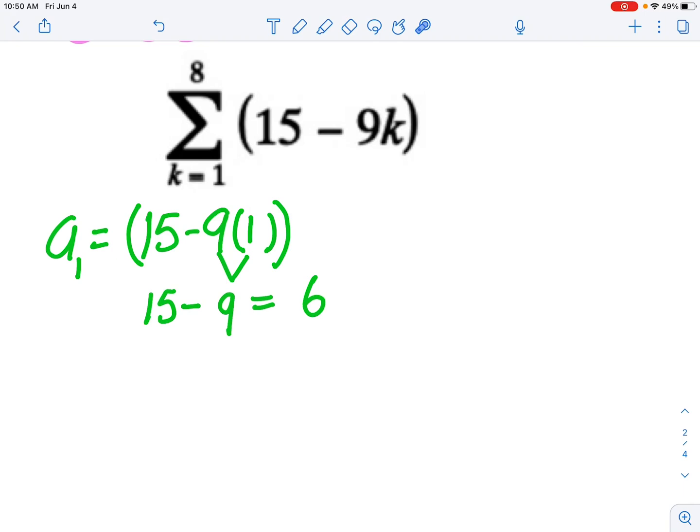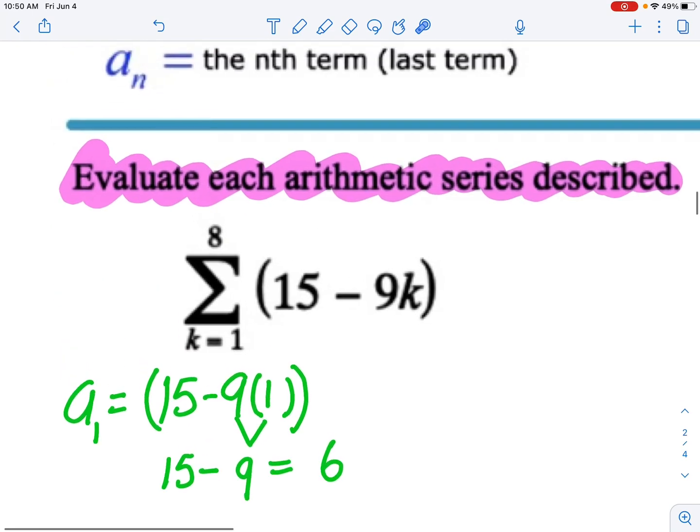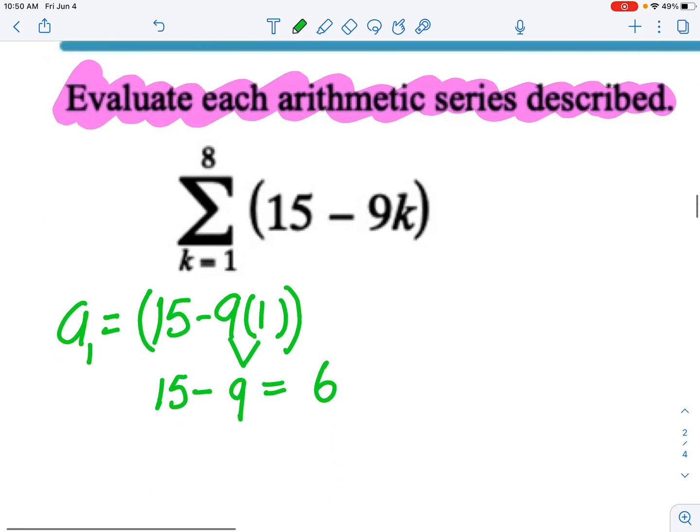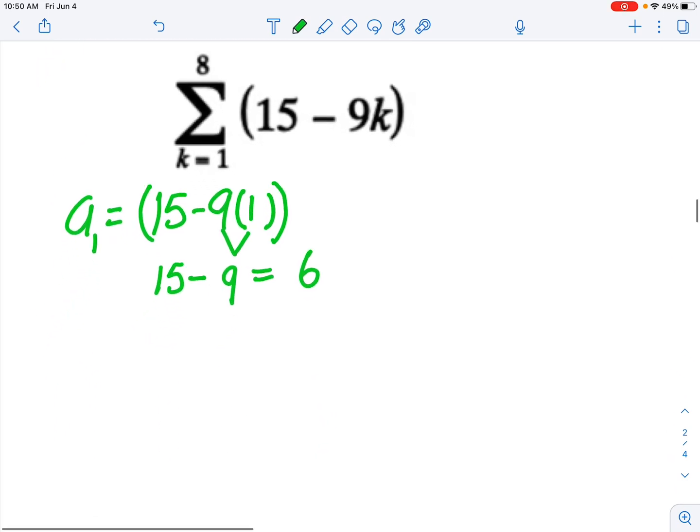Now, to get our second term, everybody, I would plug in 2 here. Our third term, I would plug in 3. Our fourth, 4. Our fifth, 5. Our sixth. I think you get the idea, right? Starting on 1 and ending on 8. So this is going to be our last term. Here it says an is our last term. So let us find our last term now.